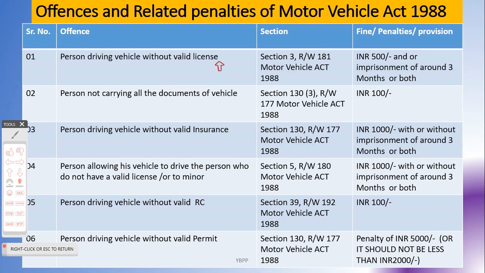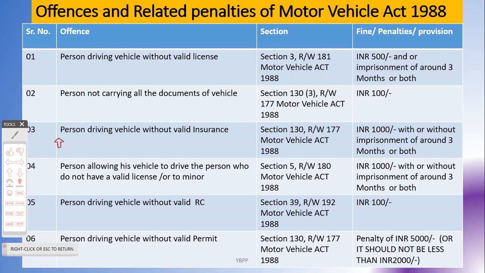So first point, person driving a vehicle without a valid license. If a person is driving a vehicle without the valid license, then under section 3 read with 181 Motor Vehicle Act 1988, the person has to pay a fine of rupees 500 and or imprisonment of around 3 months or both. Then second offence is person not carrying all the documents of vehicle. If a person is not having documents related to the vehicle, then under section 130 the person has to pay a fine of rupees 100.